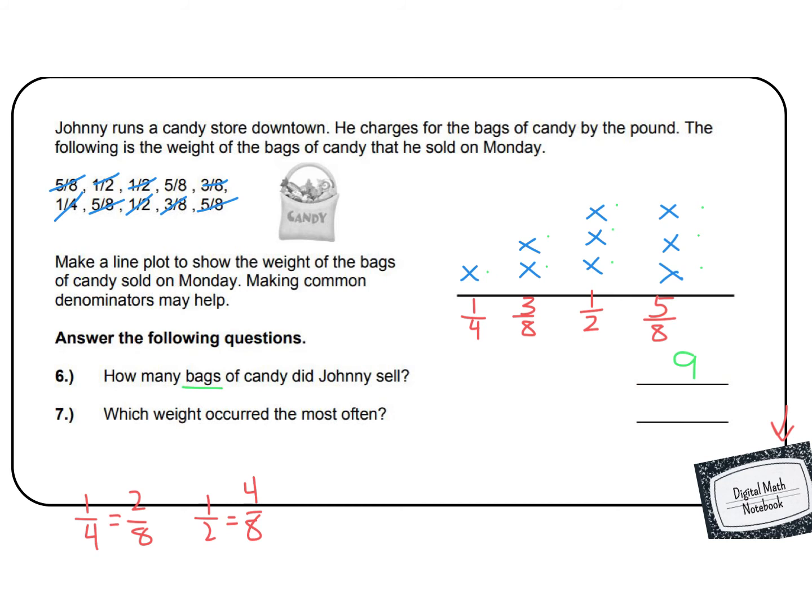And our second question says, which weight occurred the most often? Well, let's see. That would be the tallest graph. But we have 2 that are the tallest. So it's going to be a tie between 1/2 and 5/8.